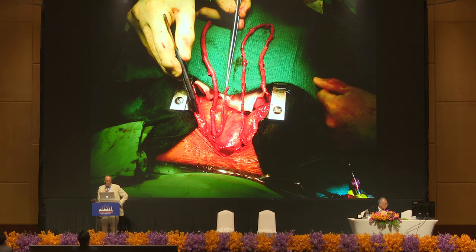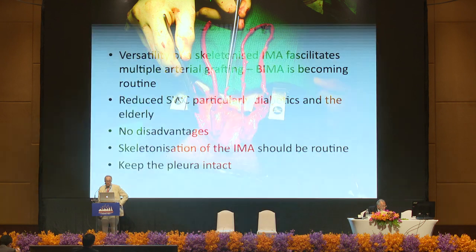This is a patient with an atherosclerotic aorta that needed quite a significant number of grafts. The radials were not satisfactory, so we used the two mammaries as inflow and saphenous vein for the five grafts that were performed off pump.